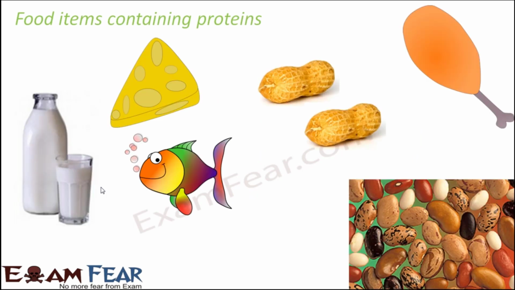Now, some of the food items which contain proteins are milk, cheese, fish, groundnuts, meat, pulses. These are very rich sources of protein. That is why it is said that people who are non-vegetarian already have a lot of proteins in their diet through fish and meat. But those who are vegetarian, that is, who do not eat food obtained directly from other animals, should concentrate a lot on foods which are rich in proteins. For example, groundnuts, for example, pulses. Pulses should definitely be a part of your diet because they are a very rich source of proteins.